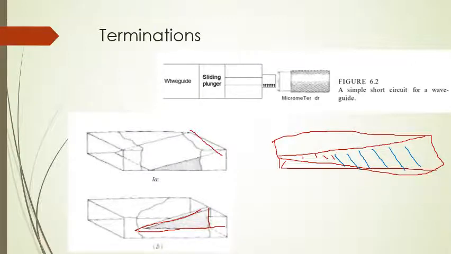There are other types of terminations, like using a simple short circuit. A simple short circuit means we are going to use copper blocks, and those copper blocks are kept as a snug fit inside the waveguide. That can be of two shapes. One can be a taller one like this, and a small block is also kept here.